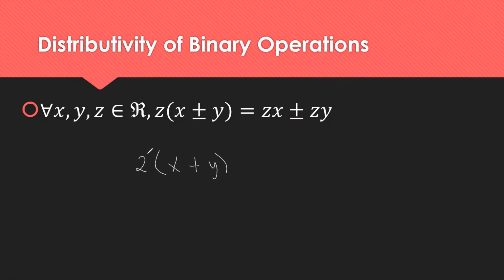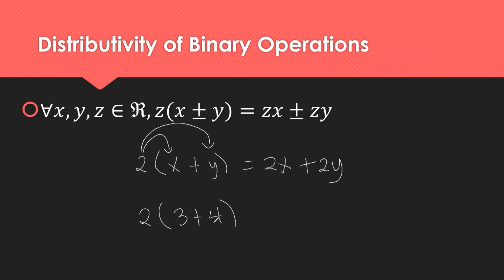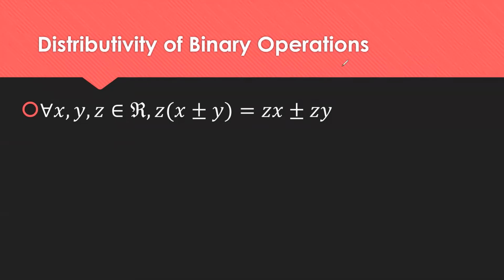For the distributive property, you're just going to distribute the 2 to the binomials. So 2 times x is equal to 2x and 2 times y is equal to 2y. Now using real numbers, say z equals 2, x equals 3 and y equals 4. Using the distributive property, just multiply 2 times 3, which is 6, and 2 times 4, which is 8. And 6 plus 8 is equal to 14. So that is the distributive property.